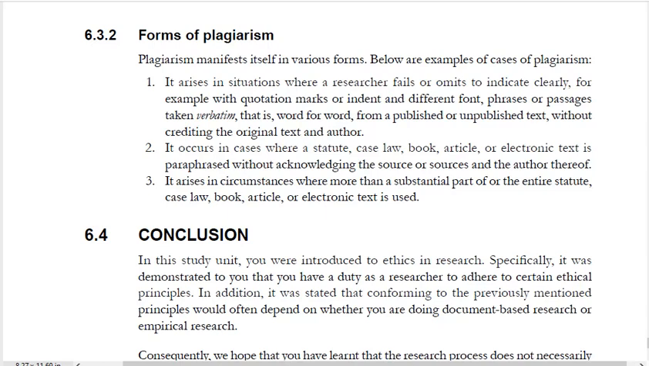It occurs in cases where a statute, case law, book, article, or electronic text is paraphrased without acknowledging the source or sources and the author thereof. 3. It arises in circumstances where more than a substantial part of or the entire statute, case law, book, article, or electronic text is used.